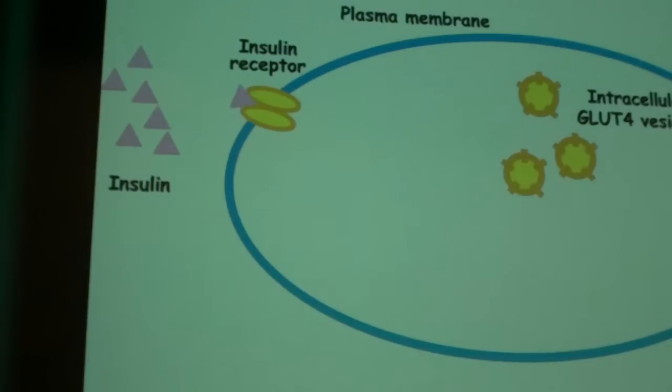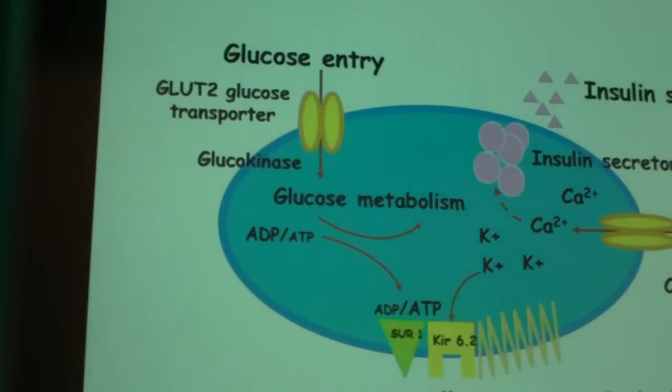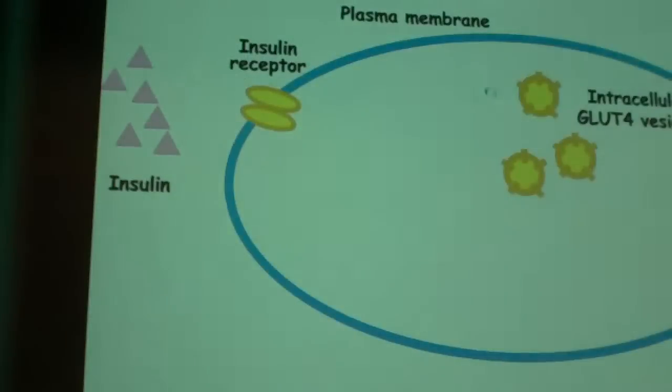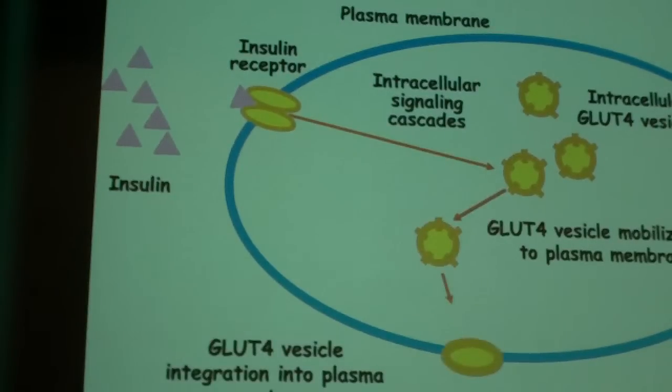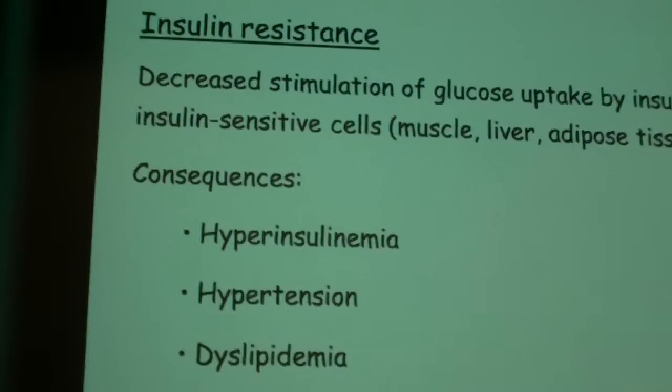So this is one part that is going wrong in diabetes. The other thing is the insulin action, the insulin resistance. So insulin will bind, GLUT4 vesicles will be going through the plasma membrane, and the glucose can enter the cell. So it's a combination of these two things. So insulin resistance is a decreased stimulation of glucose uptake by insulin in insulin-sensitive cells.